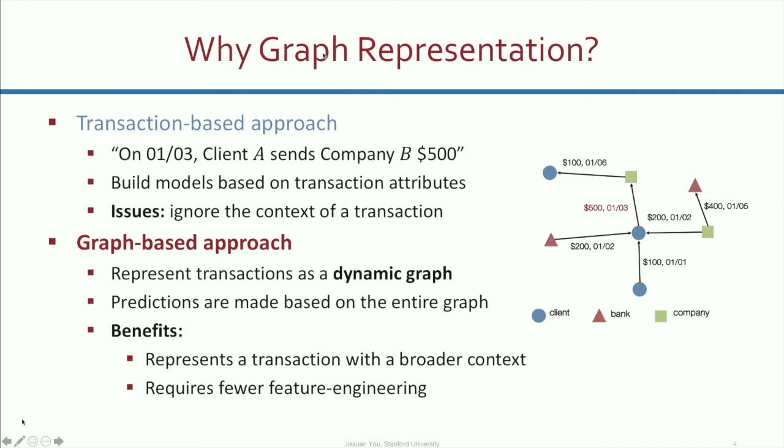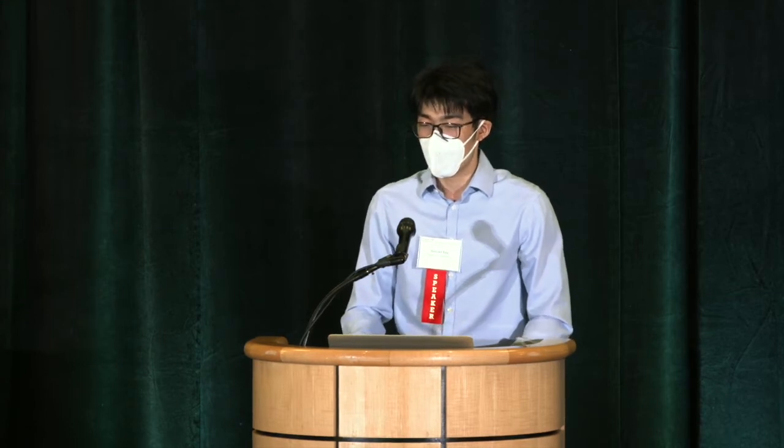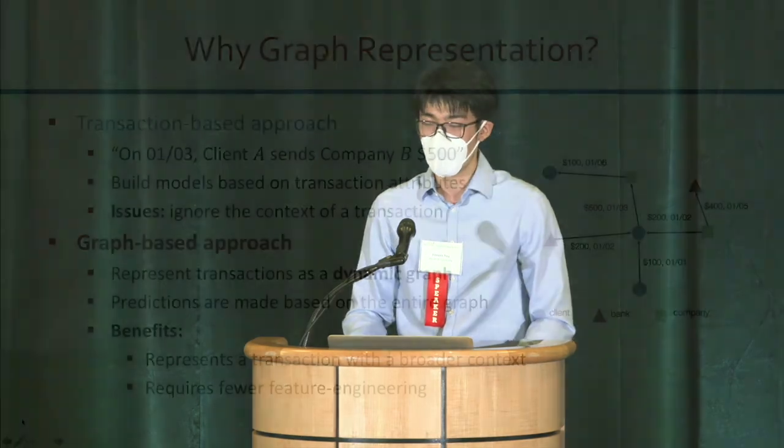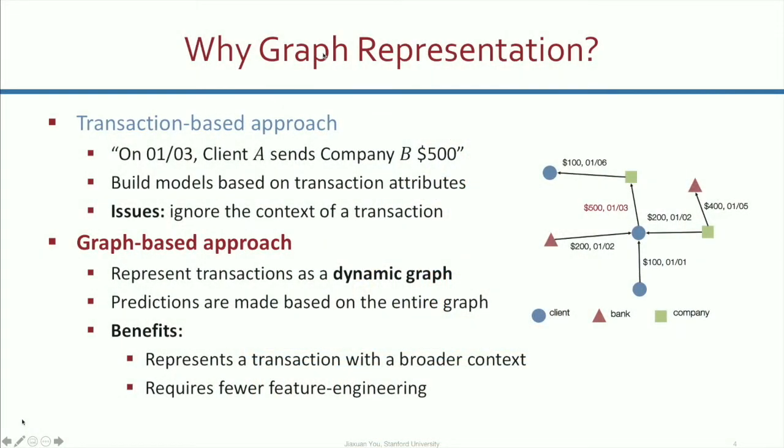Here, we propose to use a graph-based approach, and we will represent those transactions as a dynamic graph, as I show on the right. Here, we have three types of nodes: client nodes, bank nodes, and company nodes, and they are making transactions with each other, which are represented by the edges. Based on this graph representation, we can make predictions based on the entire graph rather than just a single transaction. The benefit here is that we can represent a transaction with a much broader context. Besides, this kind of approach requires less feature engineering because the graph itself already serves as a good feature representation.